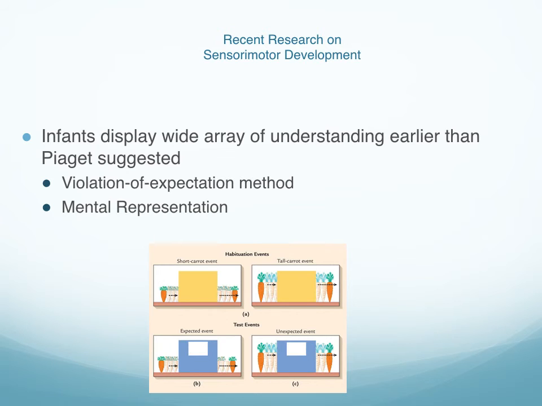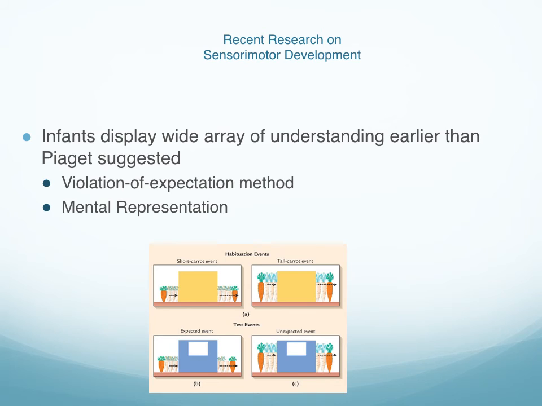And what they find is that infants as young as 4 months of age look longer at the unexpected event than at the expected event. And the researchers that do this kind of research interpret that to mean that they have some knowledge of the physical properties of the world, that they understand that they should have seen that carrot pass behind the screen, and if that's the case, they probably have an understanding of object permanence at a much earlier age than Piaget suggested.